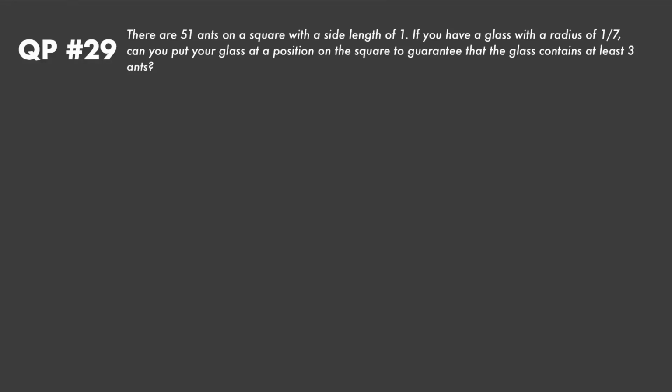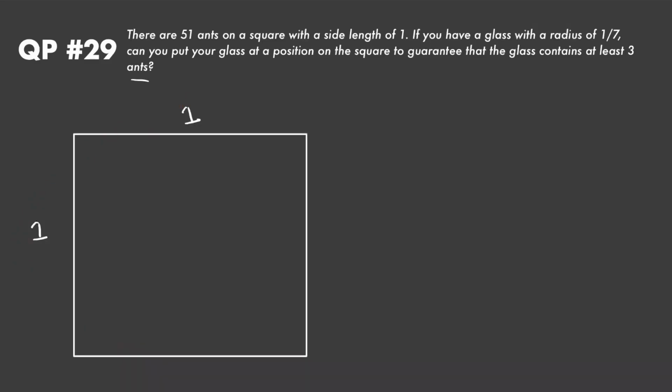Hello everyone, today let's take a look at QP29, a cool pigeonhole question where we have 51 ants on a square with a side length of 1. So it's asking us, if you have a glass with a radius of 1/7, can you put your glass at a position on the square to guarantee the glass contains at least 3 ants?